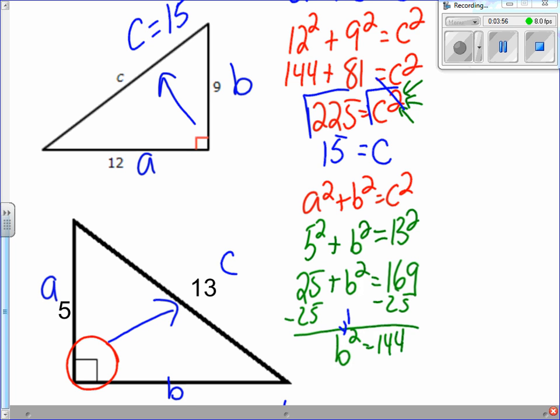Again, we have a square, so we have to undo the square. We take the square root of both sides, and the square will cancel out. We're left with b equals the square root of 144, which is 12. So we just found our missing side length. b is 12. It's important to note that we have here a 5, 12, 13 right triangle. This is also referred to as a Pythagorean triple.